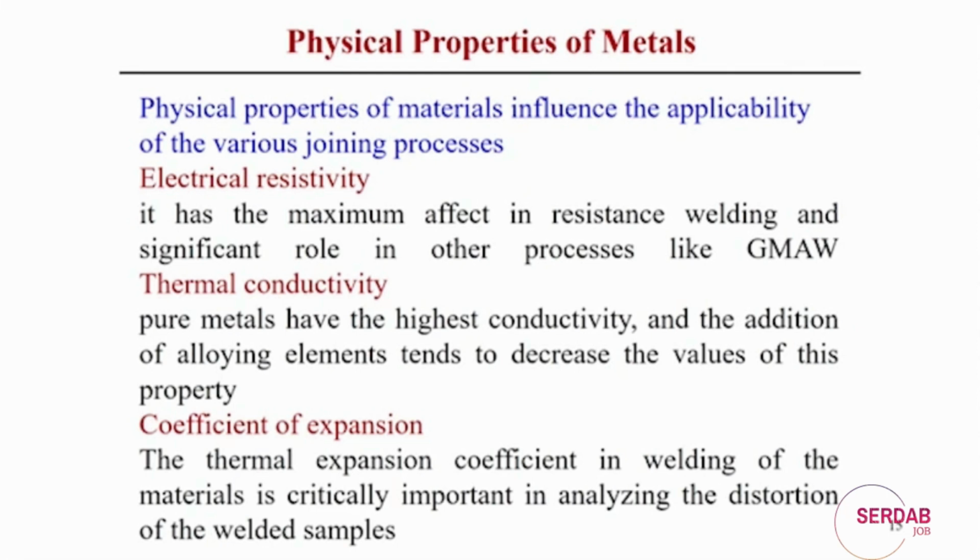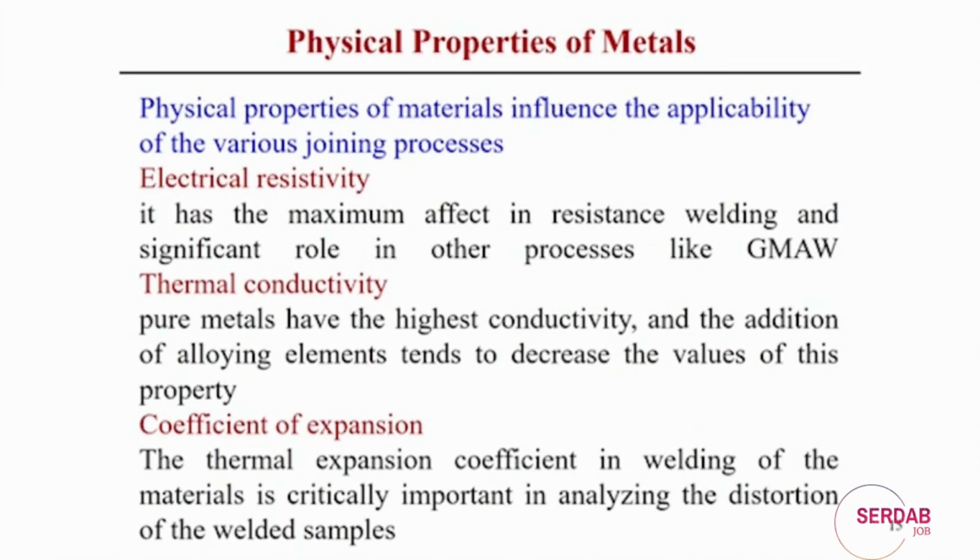Electrical resistivity has the maximum effect in resistance welding and a significant role in other processes like gas metal arc welding or gas tungsten arc welding processes. So, that is why we should know the electrical resistivity of the material to decide the applicability of the different welding processes in principle. Thermal conductivity: in what way the materials can transport the heat depends on the thermal conductivity.